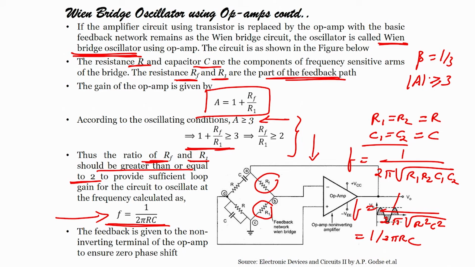The feedback is given to the non inverting terminal of the op amp to ensure the phase shift is 0, right. You see, feedback here is provided to the non inverting terminal. Okay.